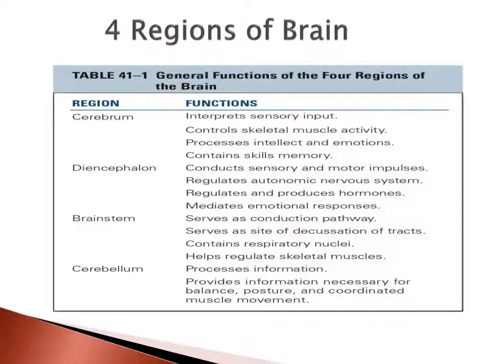This is a box from page 1409 in your textbook. It's the general functions of the four regions of the brain. This is a very important box to know, that the cerebellum, for instance, has the function of controlling skeletal muscle activity. You need to be able to differentiate what region controls what function. That's a very important part when you're assessing the nervous system. So please look over, review, and study this box.